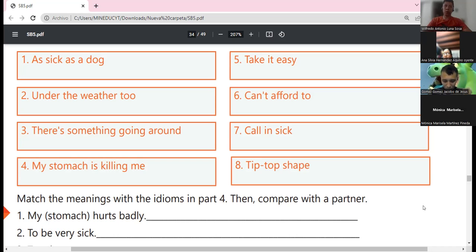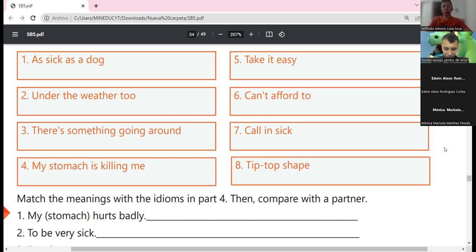Okay, Ana Silvia, can you read the 8 idioms, please? Yes. As sick as a dog, under the weather too. There's something going around. My stomach is killing me. Take it easy. Can't afford to. Calling sick. Tip-top shape. Thank you. There is something going around.